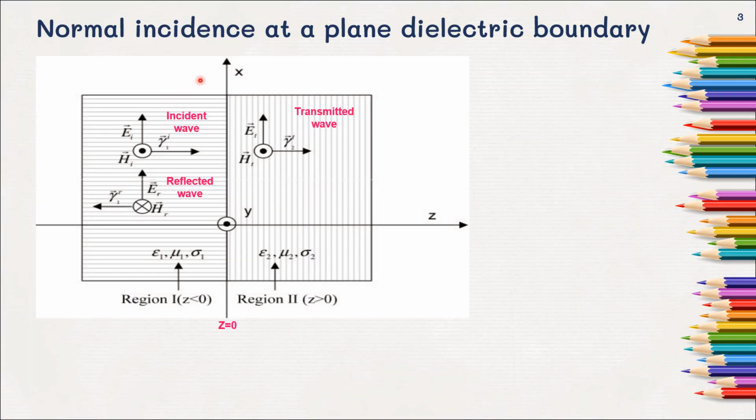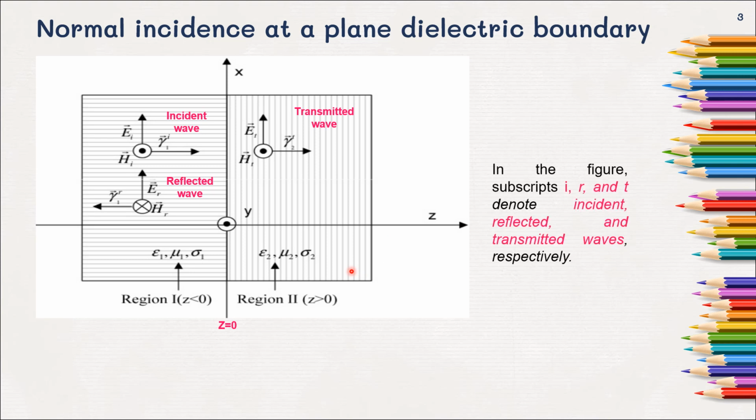Now look at the diagram. This line represents z equal to 0. So the wave is incident. When I say normal, I mean perpendicular to the boundary. Part of the wave is reflected back and part of the wave is transmitted. So the wave is propagating along the z direction.